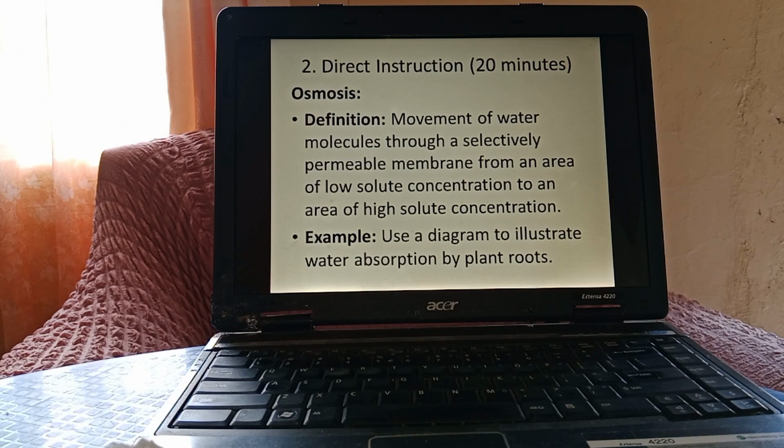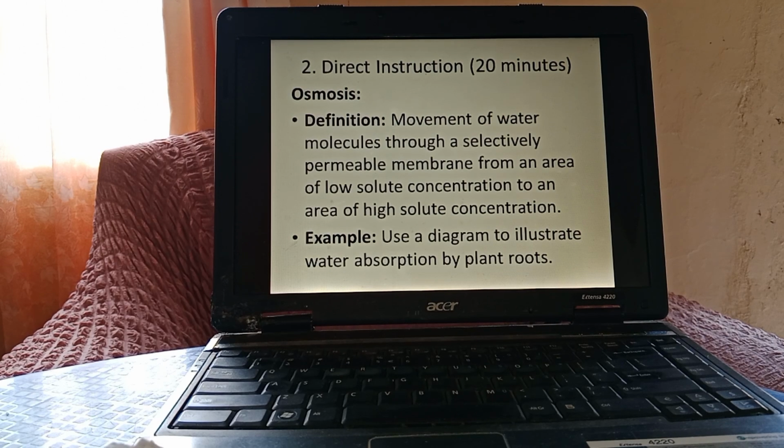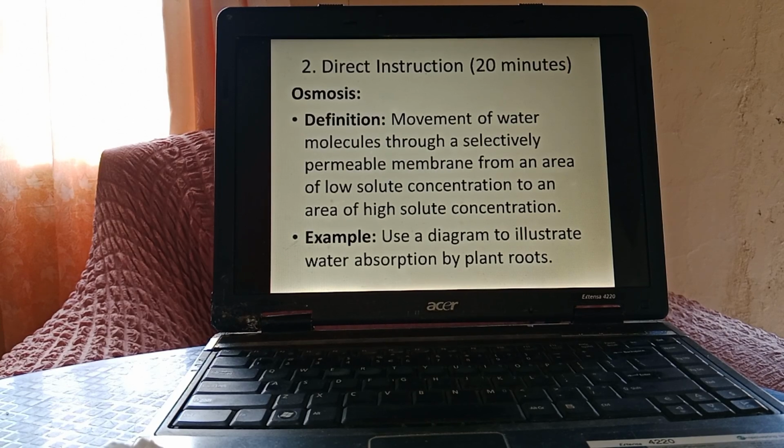Osmosis, still in the direct instruction, definition: movement of water molecules through a selectively permeable membrane from an area of low solute concentration to an area of high solute concentration. Give an example, use a diagram to illustrate water absorption by plant roots.